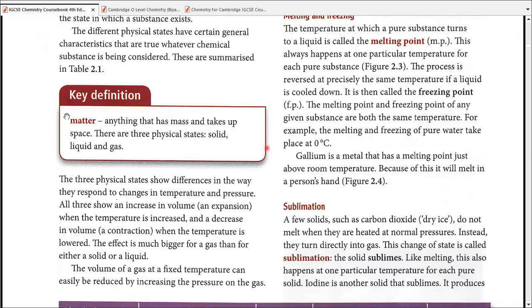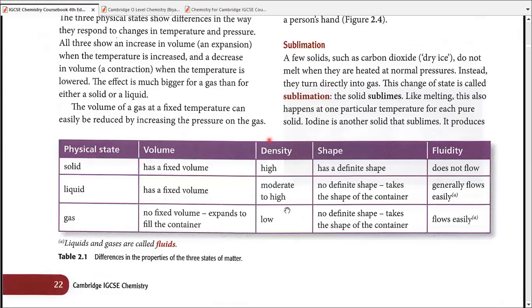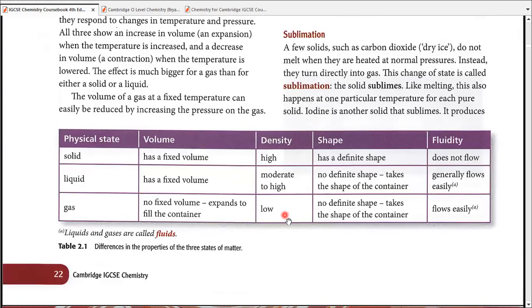The key definition of matter is also given over here, but let's get to the point where we discuss the differences between them. In the case of differences between solids, liquids, and gases, you're going to find many bases, and we discuss and explain those bases over here. So you're going to find the table in your books.